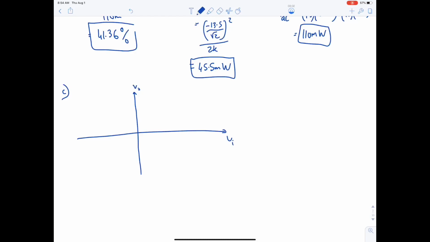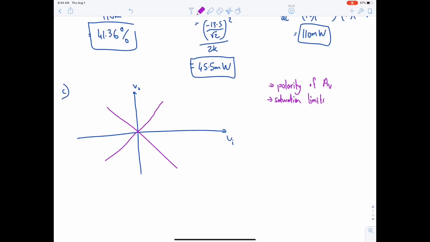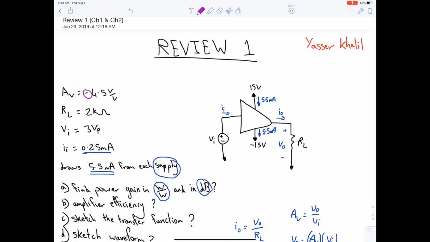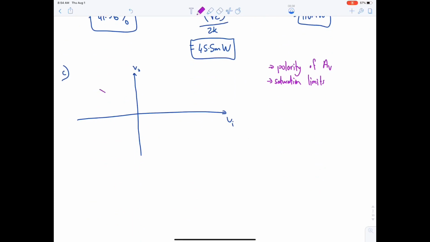Now, in order to draw a transfer function, you need to focus on two things: polarity of AV and the saturation limits. Why do I have to focus on the polarity of AV? Because it can either be in this direction or in this direction, depending on the gain, V output over V input. You're dividing V, which is the slope. The gain is the slope. Okay, so now what's our gain? Our gain is minus, so our slope will be in the negative side.